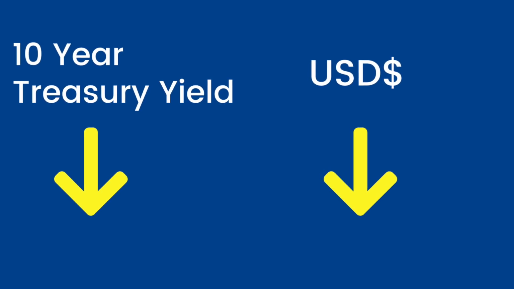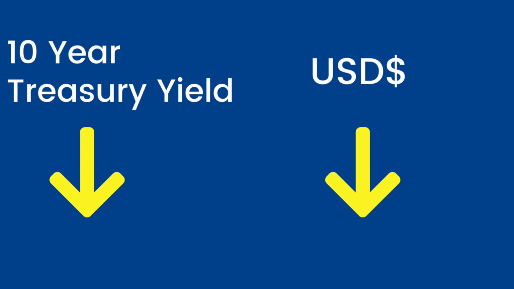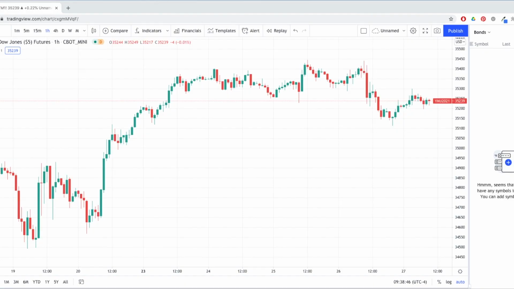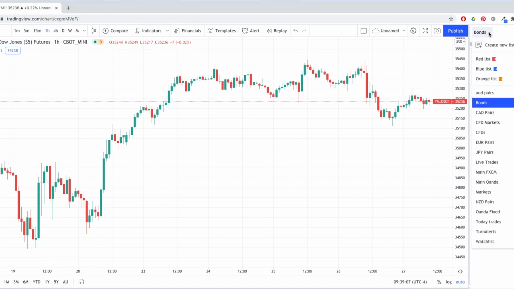The most common question that I get asked is, how do I follow bond yields? I use TradingView. TradingView is a completely free charting package. There are premium packages, which have a number of benefits, but to start, all you need is the free package. What I suggest is creating a list on your right-hand side. So I created a list here that I called bonds. You can call it whatever you want.